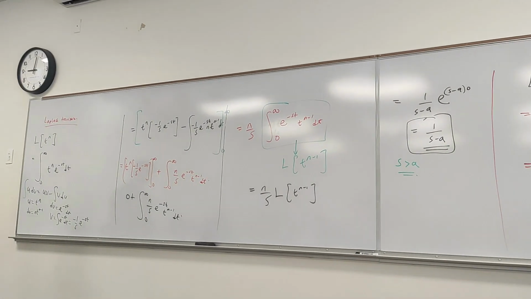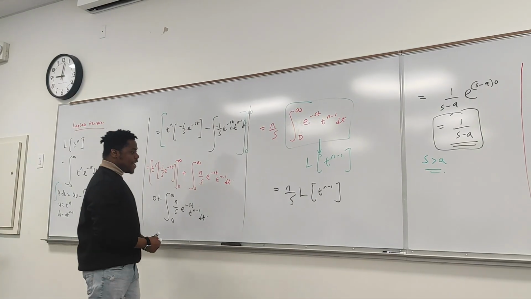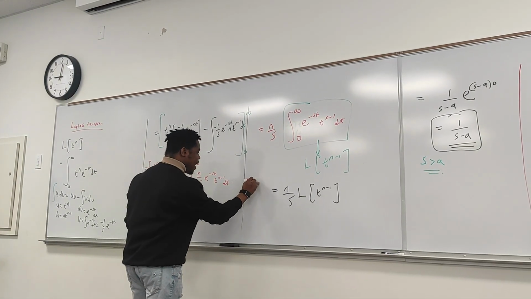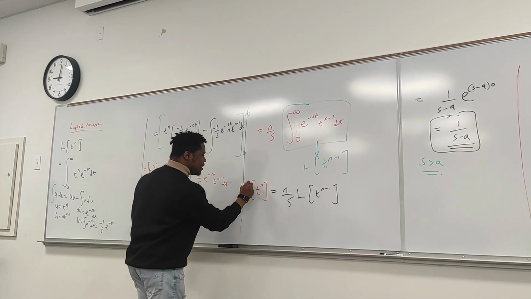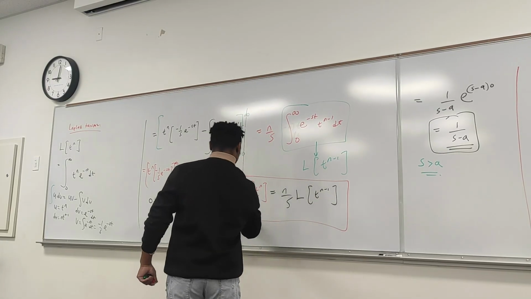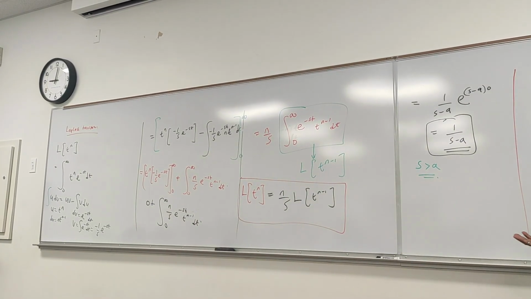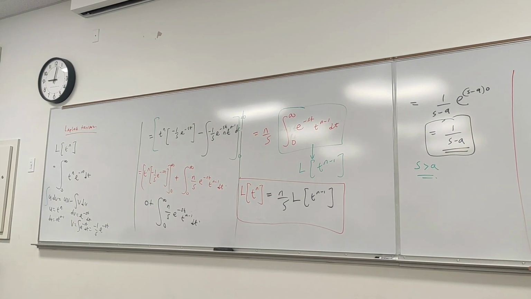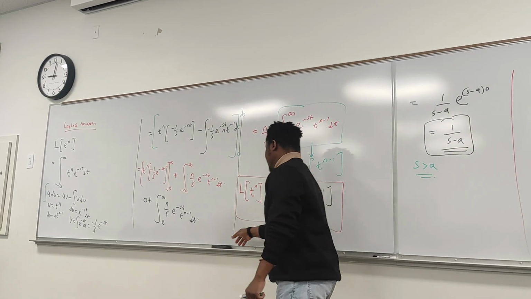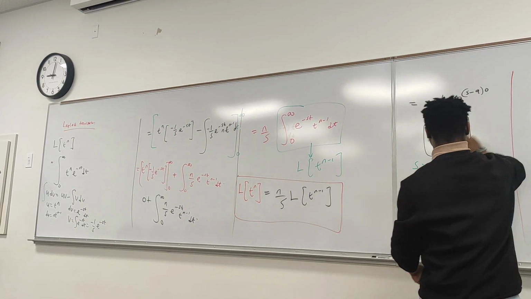Okay. So we have established the fact that Laplace of t raised to the power n is equal to this, right? That is what we want to establish. Laplace of t raised to the power n is n over s times Laplace of t to the n minus 1. Now, let's look at something interesting.